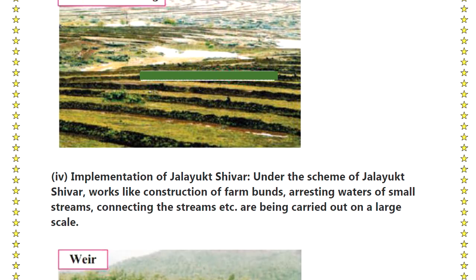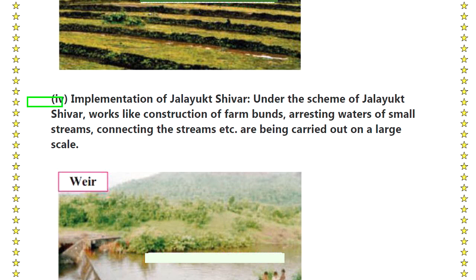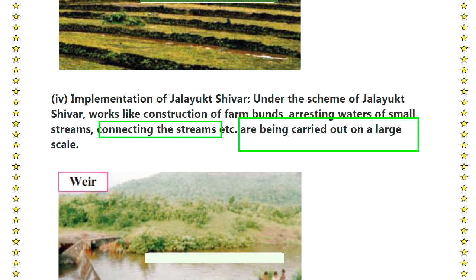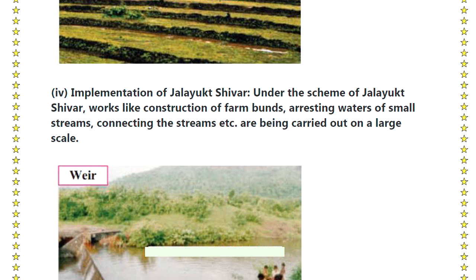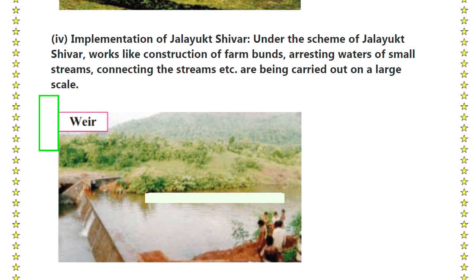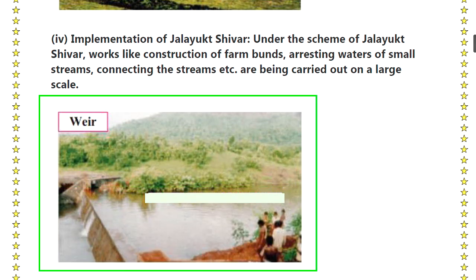Next is implementation of Jalyukta Shivar. Under the scheme of the Jalyukta Shivar, works like construction of farm bunds, arresting waters of small streams, connecting the streams are being carried out on a large scale. This picture is a weir. It shows a weir.